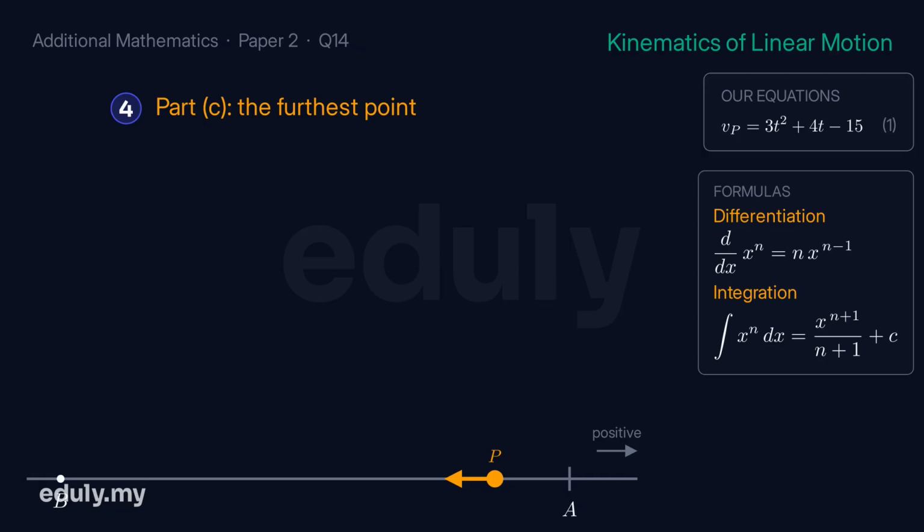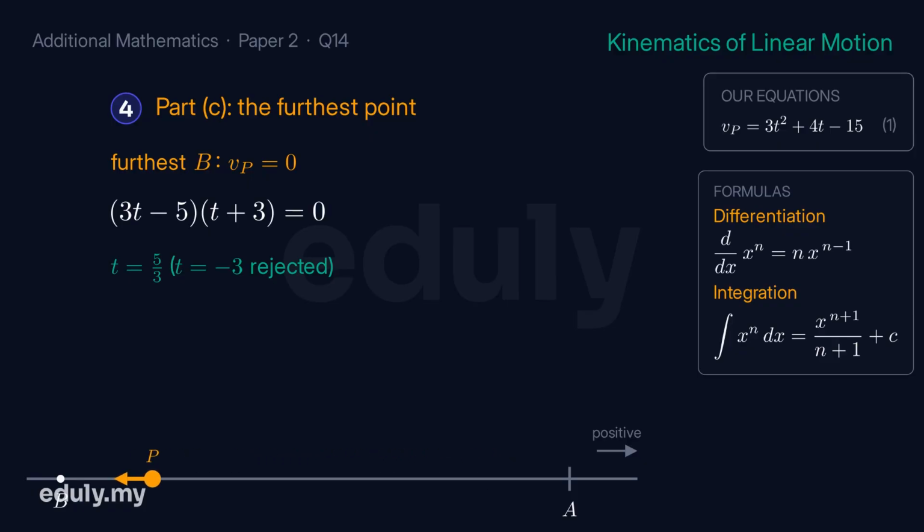P moves towards B, slows and stops for an instant. That is as far as it gets. It is furthest along when the velocity is 0, so we solve that. Set the velocity to 0. This factorizes neatly. Time cannot be negative, so we keep 5/3 of a second.